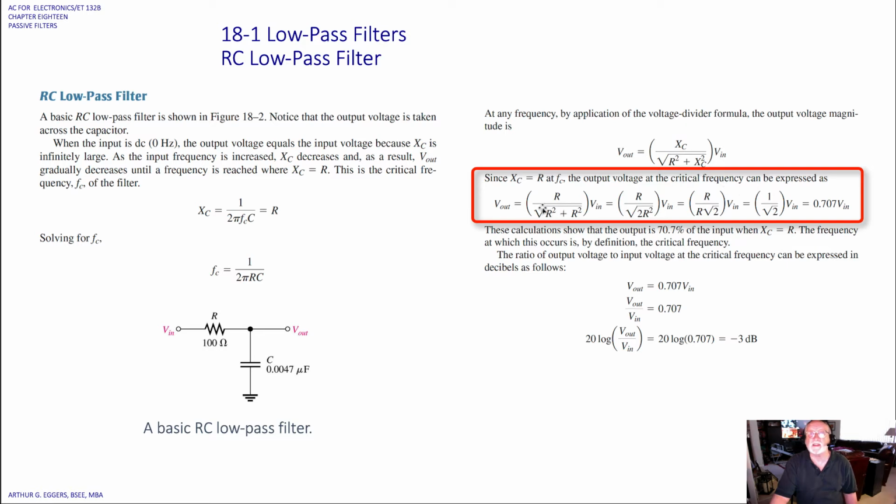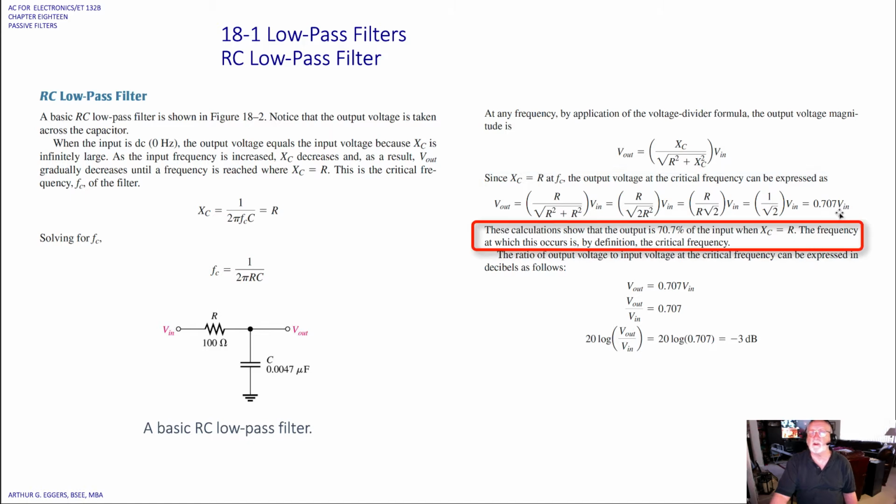Since X sub C and R are equal at the critical frequency, the output voltage at the critical frequency can be expressed as, so you see they made the substitution. Since R and X are the same, let's just substitute the value of R in here. So now we have all purely resistive terms in our voltage divider formula. So we have R divided by the square root of 2 times R squared. We sum these two R squares together, take the square root. In this case, we can factor out the R. We're left with 1 over the square root of 2 times V in, which gives us now the familiar 0.707 that we learned previously.